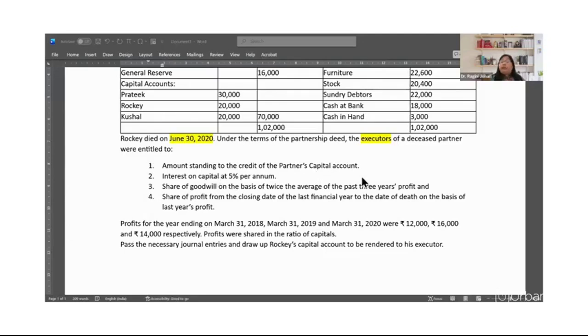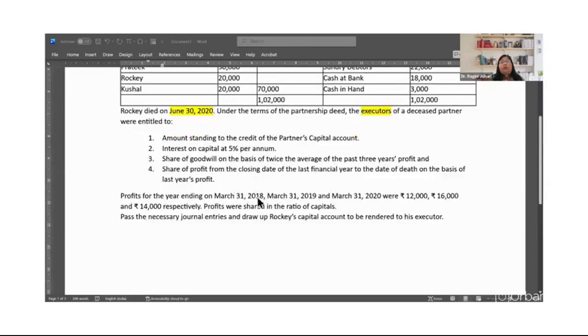The amount standing to the credit of the partner's capital account, interest on capital at 5% per annum, share of goodwill on the basis of twice the average of the past 3 years' profit, and share of profit from the closing date of the last financial year to the date of death on the basis of last year's profit. Profits for the years 2018, 19, and 2020 are 12,000, 16,000, and 14,000 respectively. Profits were shared in the ratio of the capital. Necessary journal entries need to be passed and Rocky's capital account to be prepared, which has to be rendered to the executor. All right, let us start working on this solution.